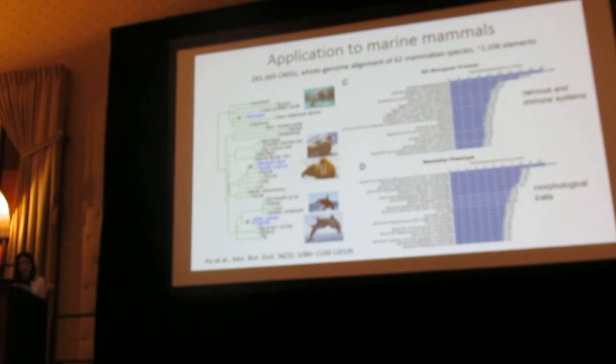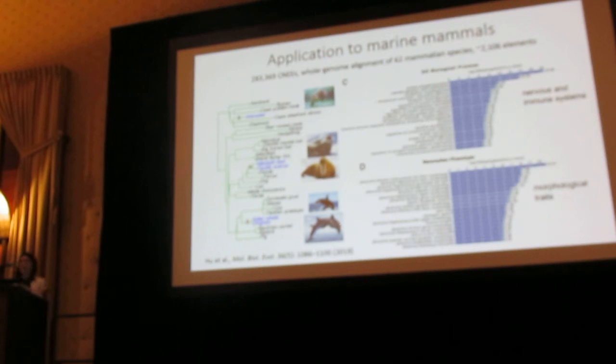And we also apply our method to the mammalian genome. Here is a simplified version of the mammalian phylogeny, and there are 3 independent invasions to the ocean habitats in mammals. We use whole genome alignment of 62 mammalian species and identify 280,000 CNEs. And then we apply our method to these CNEs and identify around 2,000 mammalian-specific accelerated elements.